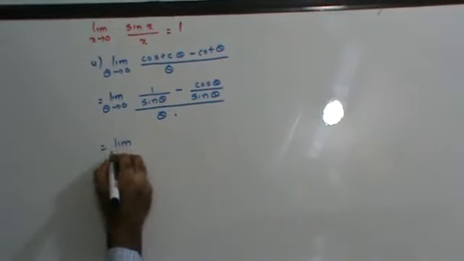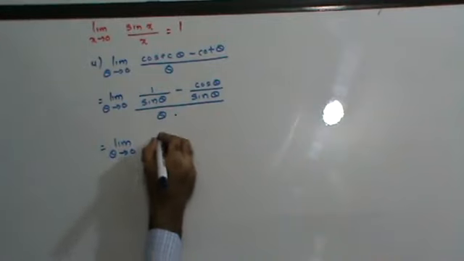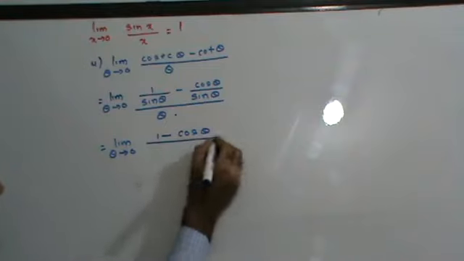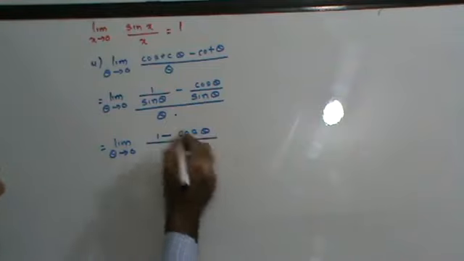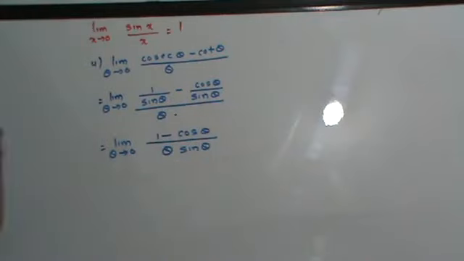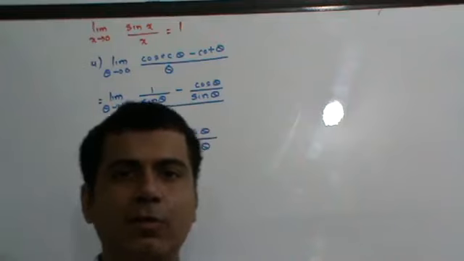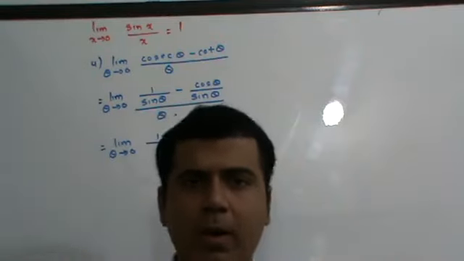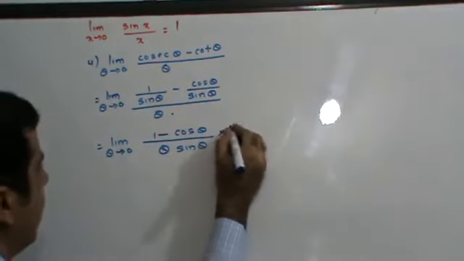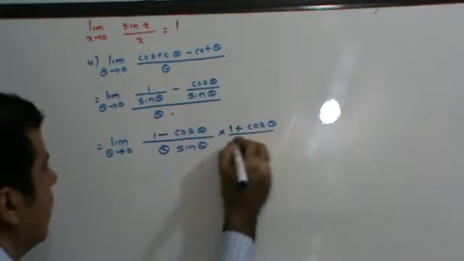Limit of theta tends to 0. I could take sin theta as my common denominator, so I get 1 minus cos theta. Sin theta is the common denominator which comes down in the denominator, so you will get this as theta sin theta. Now since you have 1 minus cos theta, either you can use submultiple or you could rationalize. We are going to rationalize. 1 plus cos theta upon 1 plus cos theta.